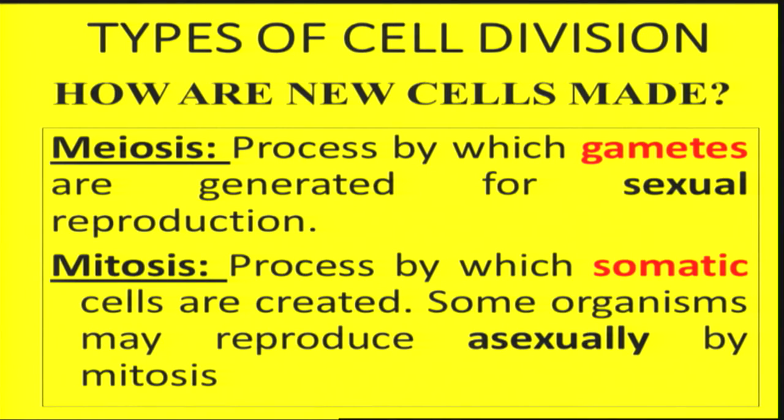Some organisms may reproduce asexually by the process of mitosis. Mitosis is a characteristic feature of somatic cells, whereas meiosis is the characteristic feature of germ cells.